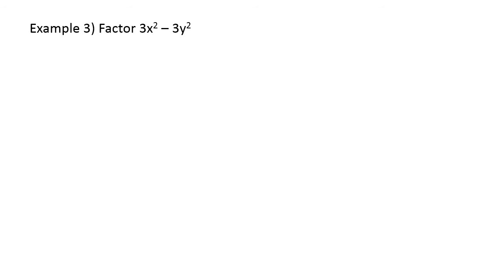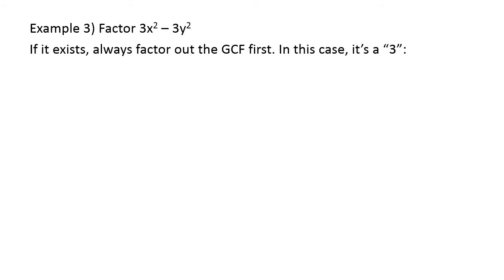Example 3. Factor 3x squared minus 3y squared. As always, check if there is a GCF, a greatest common factor, to factor out first. There is, in this case, the 3. So let's take that out. So we're left with just x squared minus y squared in the brackets.